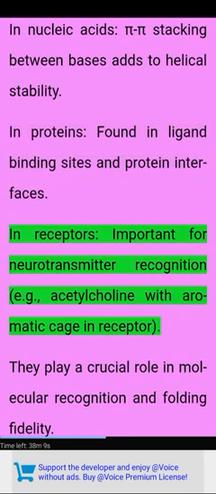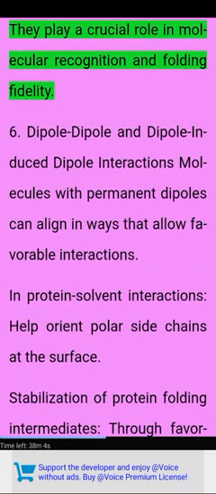In receptors, important for neurotransmitter recognition, e.g., acetylcholine with aromatic cage in receptor. They play a crucial role in molecular recognition and folding fidelity.